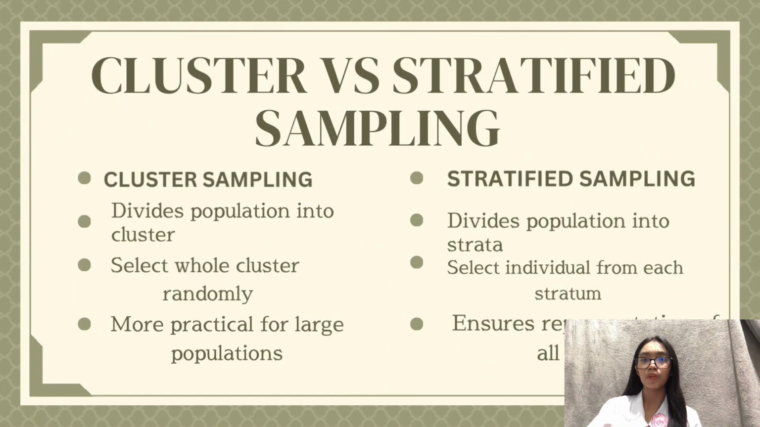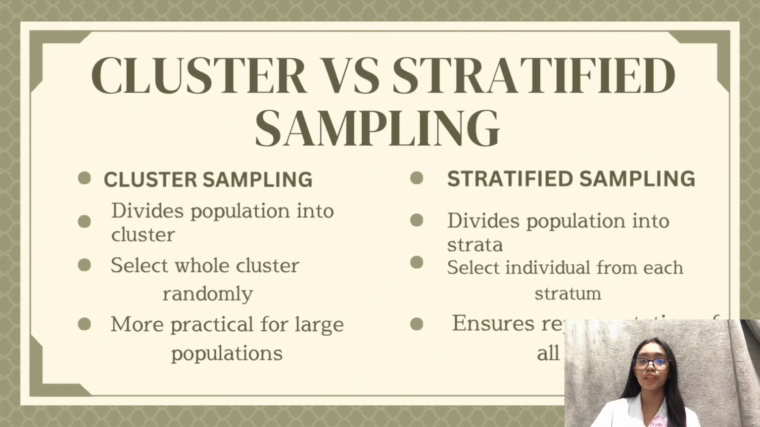In stratified sampling, we divide the population into groups based on shared characteristics and take a sample from each group. Cluster sampling is easier for large populations, while stratified sampling ensures better representation. But let me give you some insight about stratified sampling.